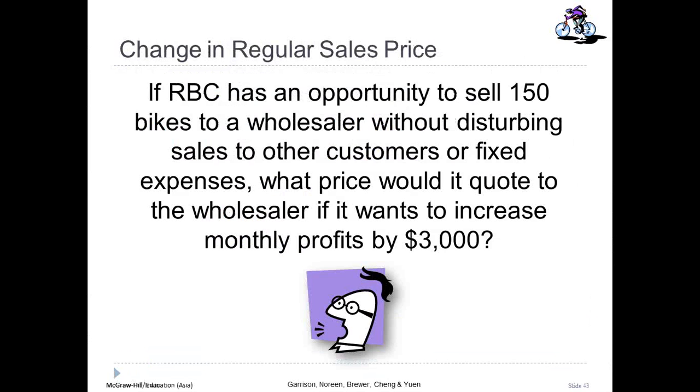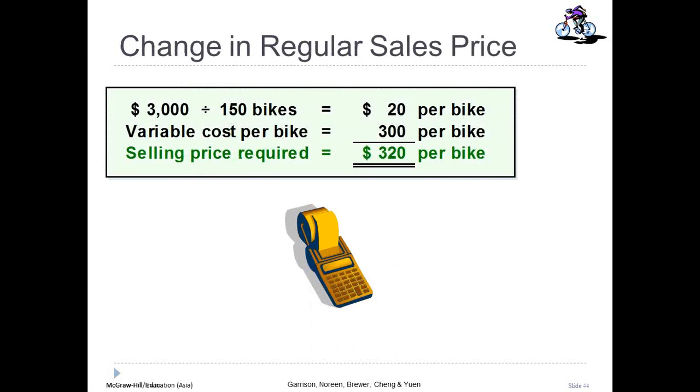Here the company has the opportunity to sell bicycles to a wholesaler without disturbing sales to other customers. It might be in a different region, or sales, and it will not disturb fixed expenses. So what price should we charge the wholesaler, perhaps in a different part of the market, a different part of the region, if it wants to increase monthly profits by $3,000? What's our transfer price to the wholesaler?